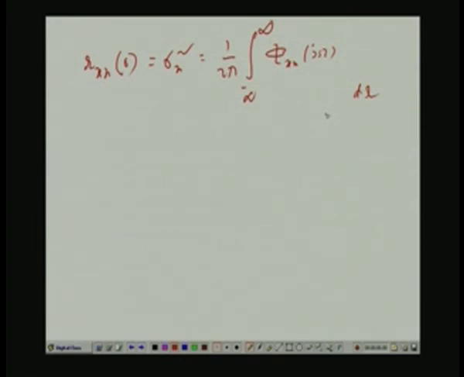A similar treatment exists also for the discrete time case. Maybe we carry out the discrete time case later. Today we concentrate still on this case only.